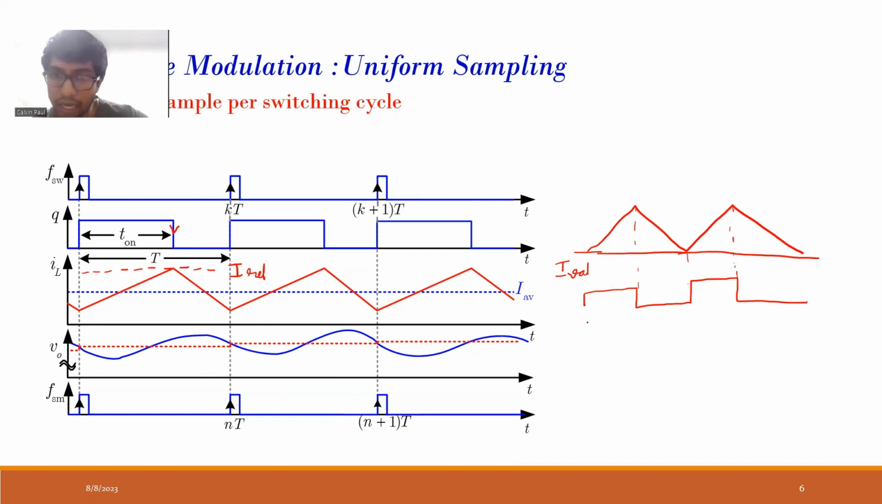So I will give a trigger when this reaches this minimum value. When the inductor current touches the valley reference, then it generates a signal to turn on the gate. And that is why it is known as leading edge, rising edge. That is why it is known as leading edge modulation.